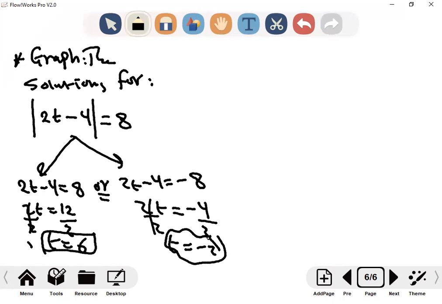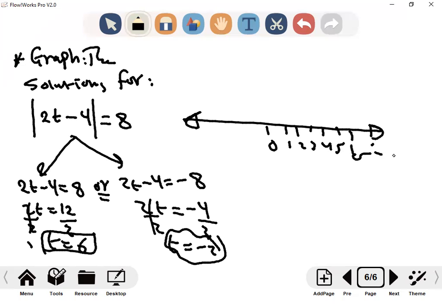After you find your solutions, you can graph them. To graph them, make your number line. Here 0, here 1, 2, 3, 4, 5, 6, and go on. And here negative 1, negative 2, negative 3, negative 4. This is the first one, negative 2. And the second one is 6. Done? Example 2 we did it.